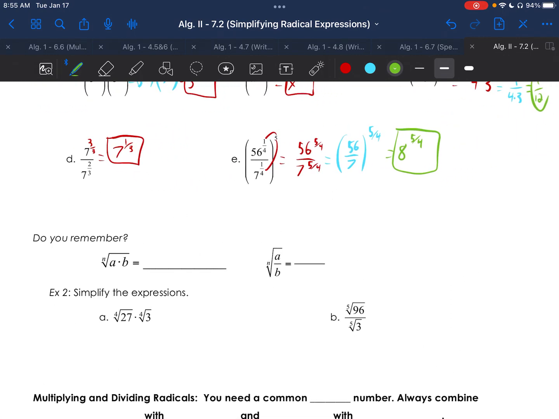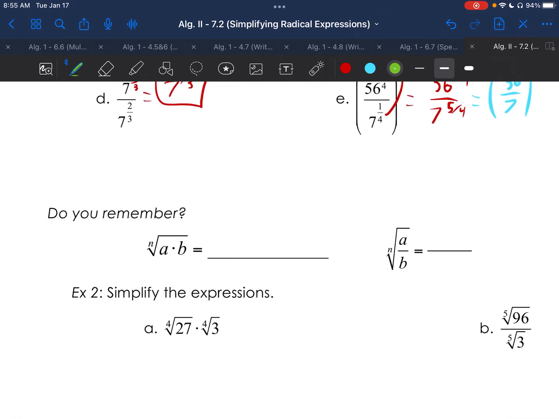All right, do we remember that the nth root of a times b is really the same thing as the nth root of a times the nth root of b? Now, we haven't done that before with nth roots, but we did do it before with square roots. So we said, hey, the square root of 4 times 5 was really the square root of 4 times the square root of 5.